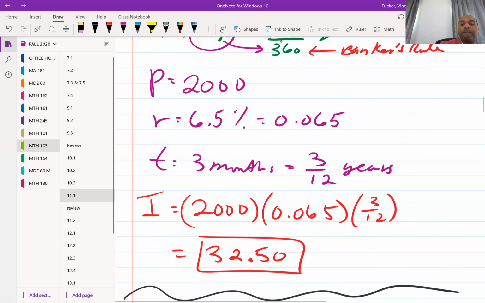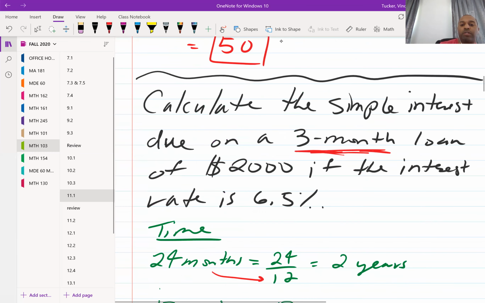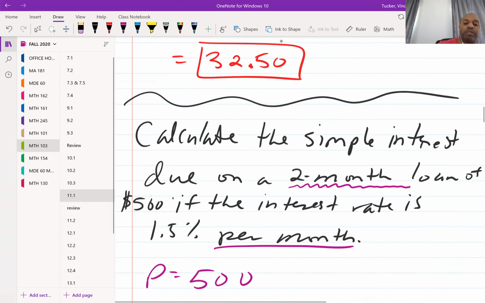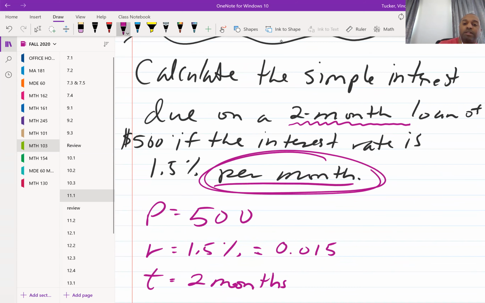When we go back, it just talks about our percentage rate. It doesn't say per anything, because if you just see a percentage rate, they assume you are in years. So this is APR, annual percentage rate. The only time you will look at that percentage rate differently is if it says something different.